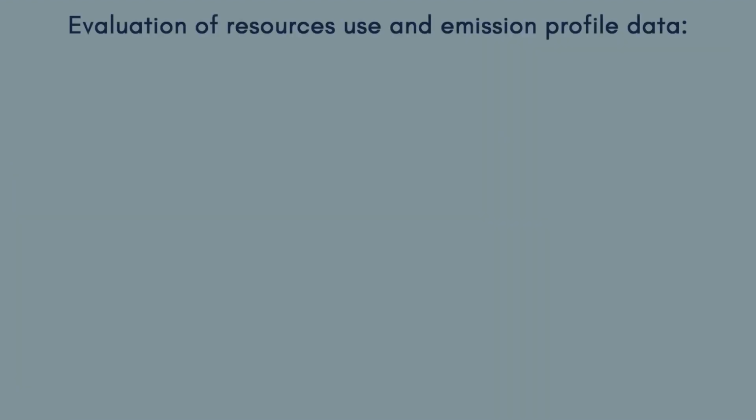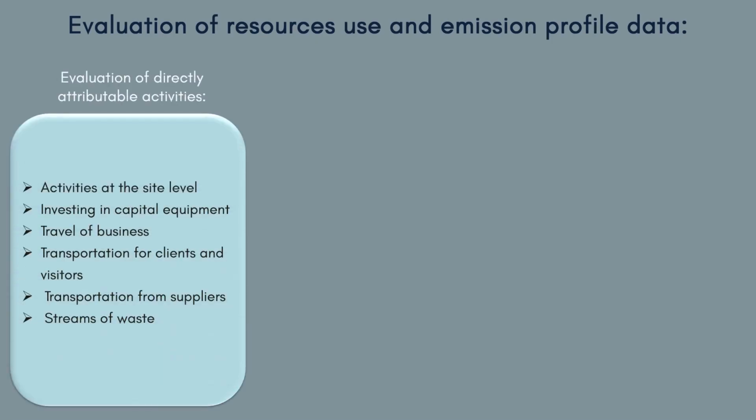Next is evaluation of resource use and emission profile data. First, evaluation of directly attributable activities. Activities at the site level. Investing in capital equipment. Business travel. Transportation for clients and visitors. Transportation from suppliers. Streams of waste.